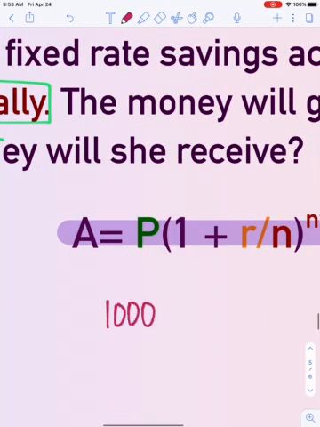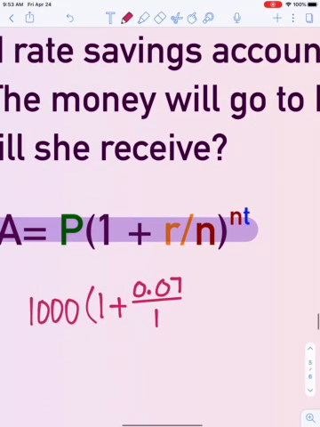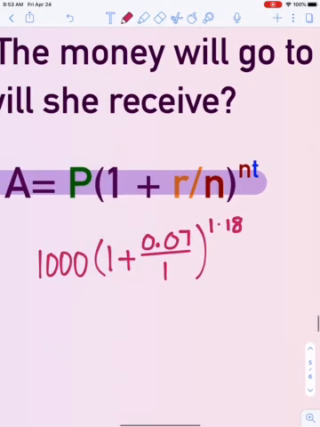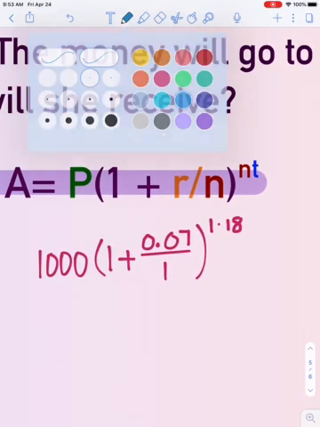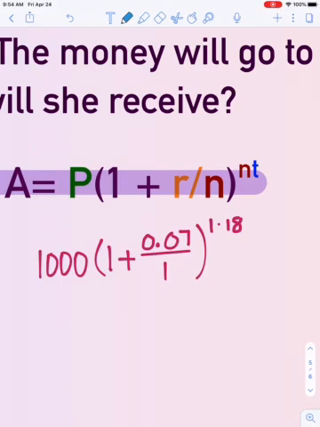Okay, once you know all of it, you plug it in. So my P was 1,000. 1 plus, my rate was 7%, which was 0.07. My N, compounded one time a year. And then my exponent is my N was 1 and my time was 18. And since I have 2 variables up at the top, they're going to get multiplied together. Okay? Now, since this one is annually, it's easier to do, but you should start with your exponent before you put it in your calculator.